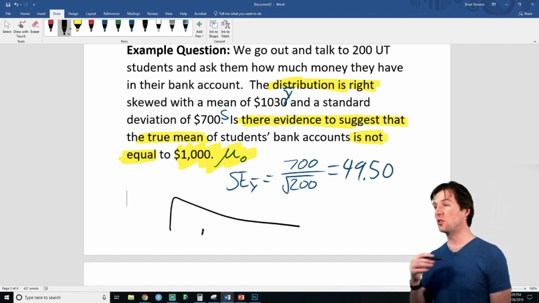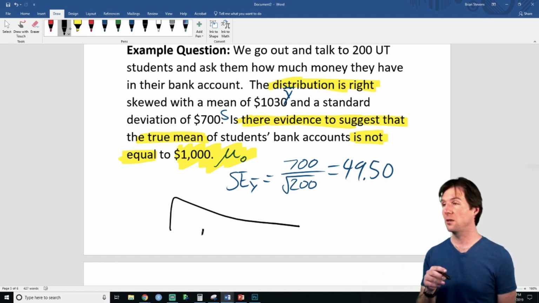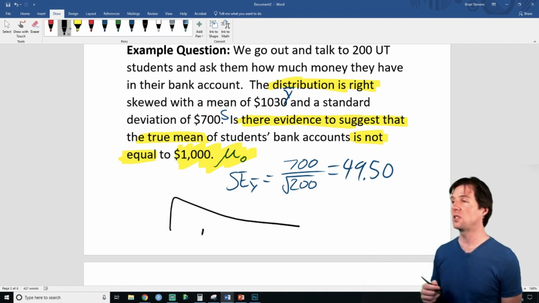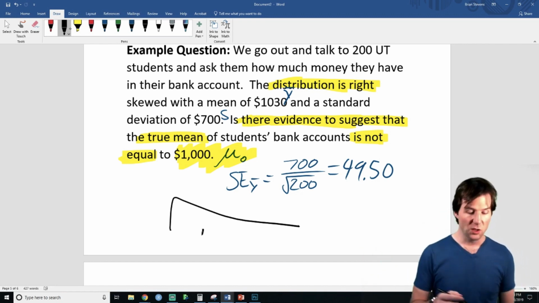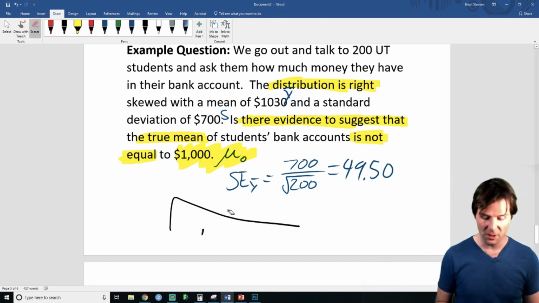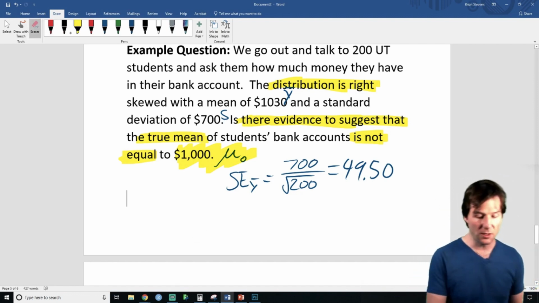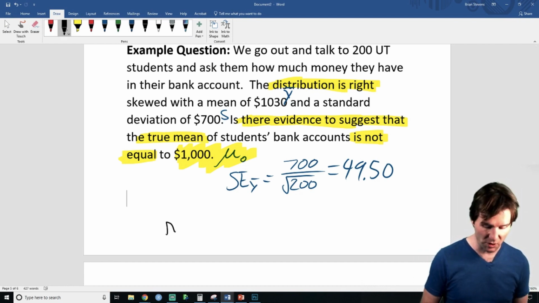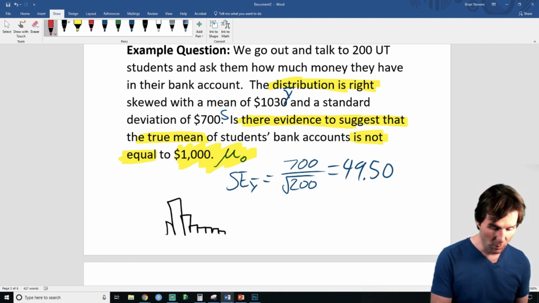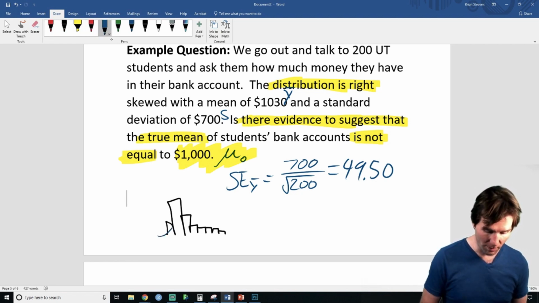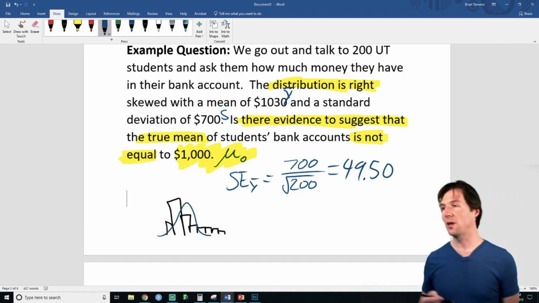We see that the distribution is skewed to the right. There's a lot of people with lower bank accounts, and then there's this heavy right skew where we see some students with very, very high bank accounts. So with that in mind, do we pass the nearly normal condition? The answer is yes, we do. Because although the original distribution is skewed to the right, it could look something like this right here. The distribution of the mean will be more normal, and tighter, the larger n gets.